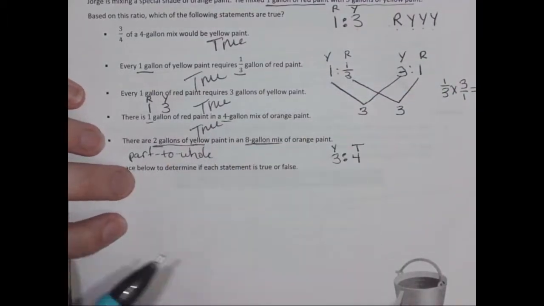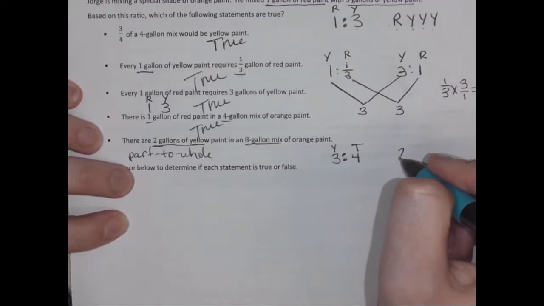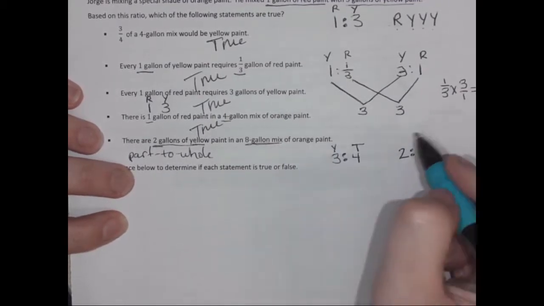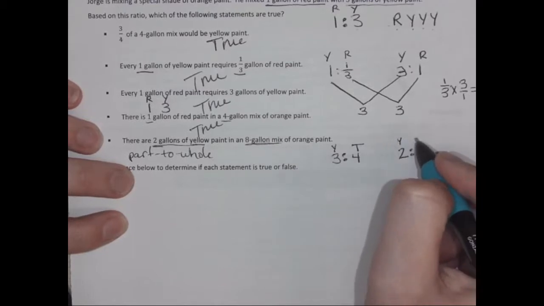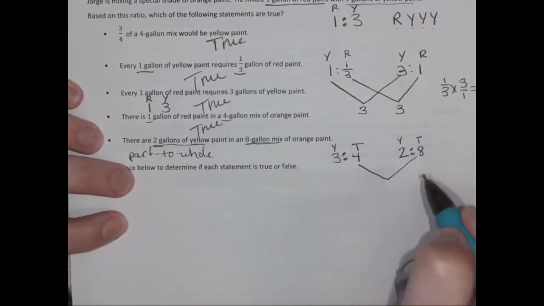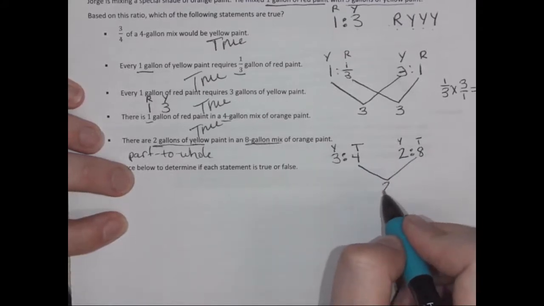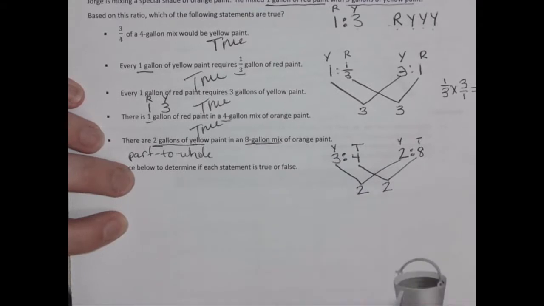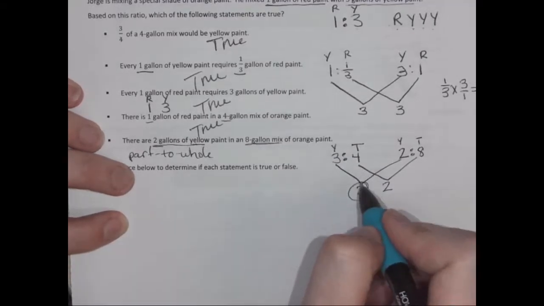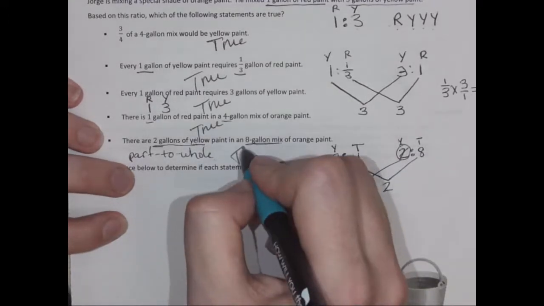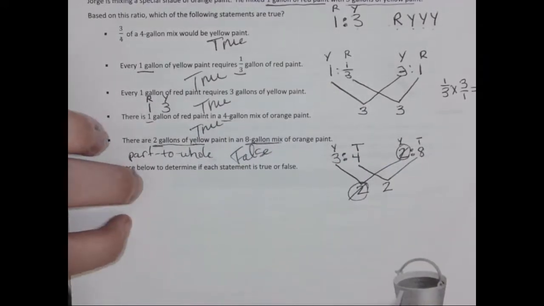Now this ratio says if we have 2 yellow out of 8 total, and we're trying to figure out if that's true. 4 times what is 8? 2. We have to do the same thing here, right? Is 3 times 2, 2? No. Is this true or false? False. Exactly.